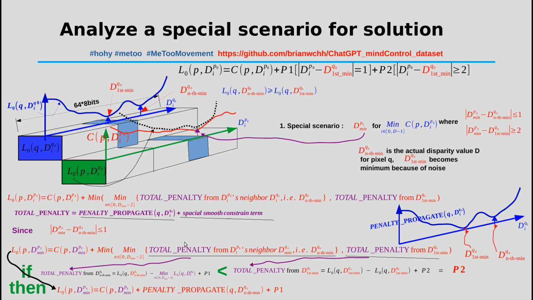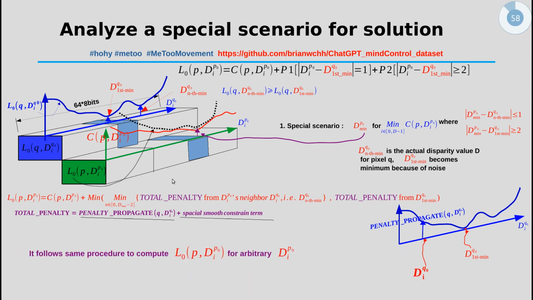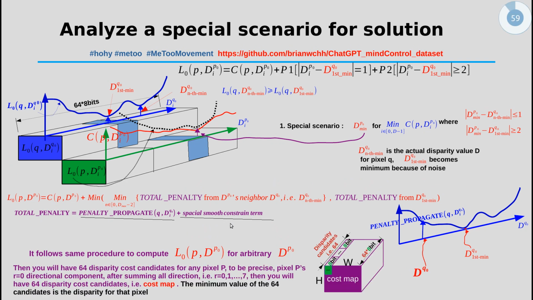So this is the procedure of how to compute, and the same procedure applies to any arbitrary P0. And if you want to compute the others, just like this paper says, it computes every rest of the disparity candidates. So it's a very large memory chunk; you have to store all this.